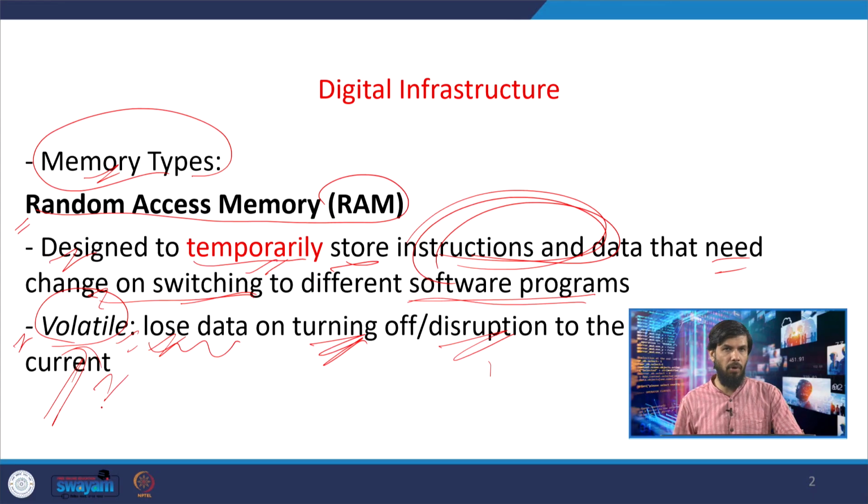So this is a volatile form of memory in a computer, and temporary. If you are running a program, it will support storing that instruction data; you switch to another, and the same memory will start storing the other program's instruction data. In case the current is disrupted or the computer is turned off, again it will be a clean slate, so you lose the data. That is what is meant by volatile.